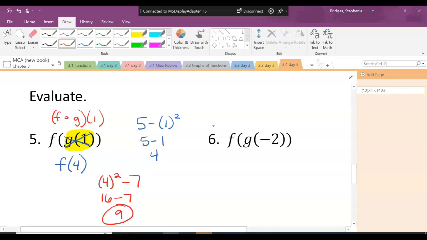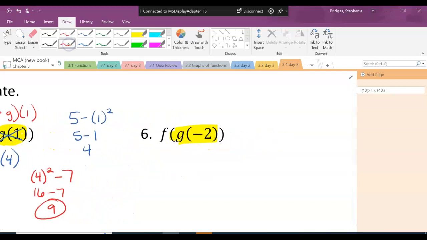Be careful with this one when you're plugging that -2 into your g function. The -2 in its entirety is squared. Some people will make mistakes with this because they'll plug in that -2, and because it's a minus, they'll try to make it positive. Okay, so again, we're starting on the inside and working our way out. So we're going to find the value of this first.